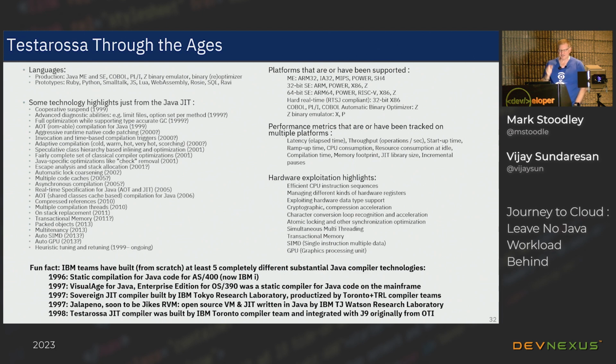And just one fun fact is that IBM has actually built more than 5 completely different substantial Java compiler technologies over the years. In fact, I show at the bottom here a list of, from 1996 to 1998, we started building and have built 5 different compiler technologies. Some of them are research compilers, some of them are research compilers that we then productized. Some of them have been productized for a long time. Some of them did static compilation for Java, some of them are JIT compilers. But it's been a very interesting space for IBM. Testarossa was built by a production compiler team that existed already in the 90s.